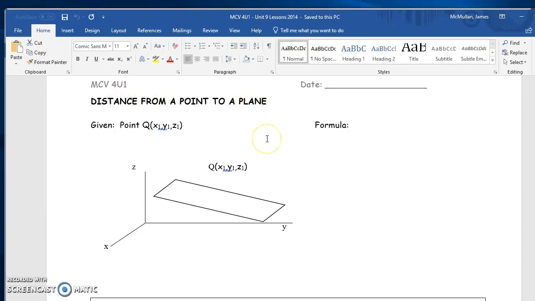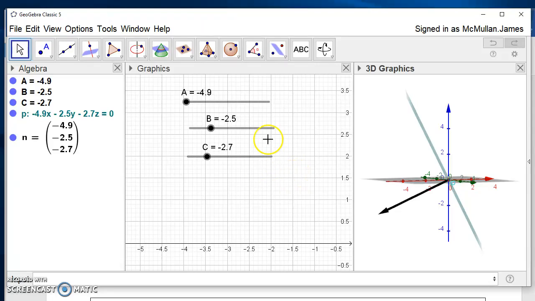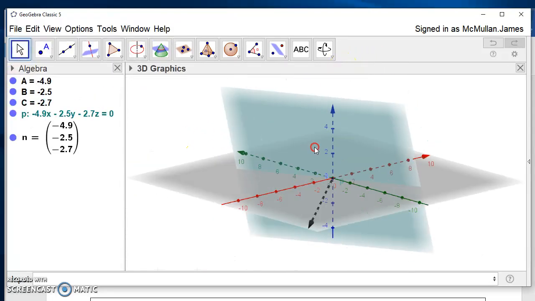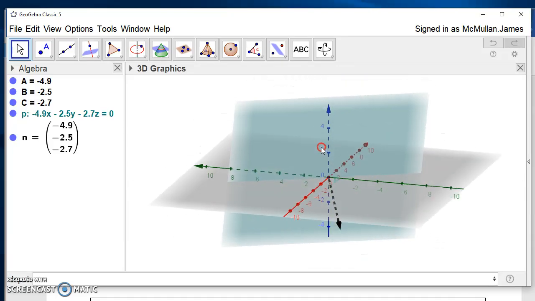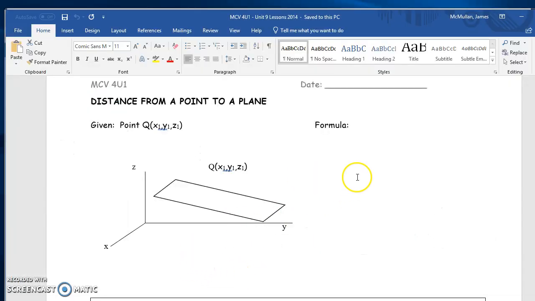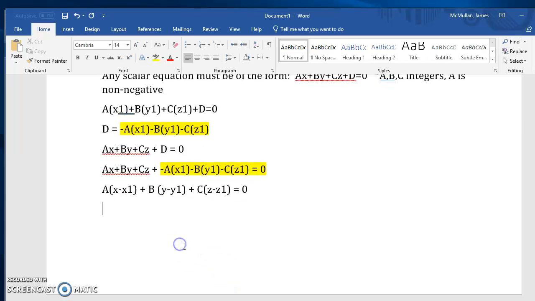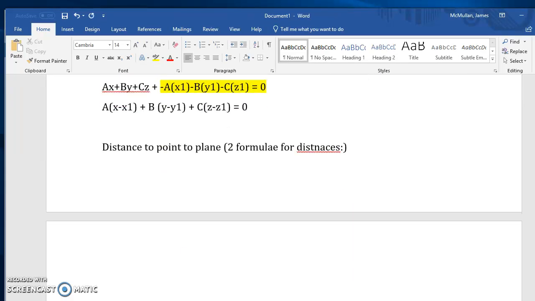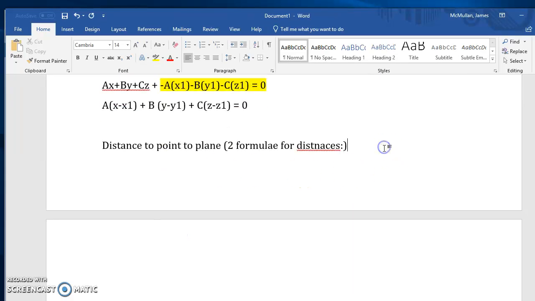Now, to get the distance from a point to a plane, you should have an intuition about how to do this, because as I told you before, there are only two options in terms of finding the distance from point to plane. There are only two real formulas we have for shortest distances, right? It always comes back to one of these two things.